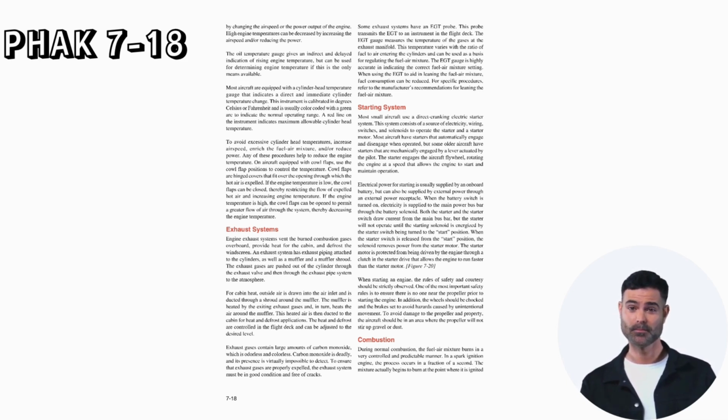Starting system. Most small aircraft use a direct cranking electric starter system. This system consists of a source of electricity, wiring, switches, and solenoids to operate the starter and a starter motor. Most aircraft have starters that automatically engage and disengage when operated, but some older aircraft have starters that are mechanically engaged by a lever actuated by the pilot.